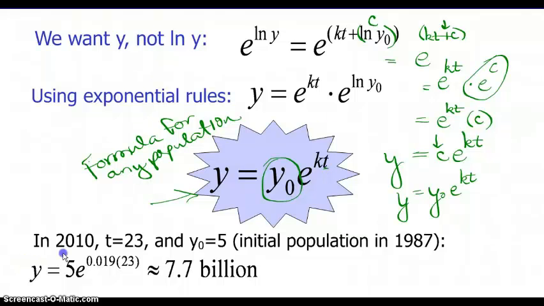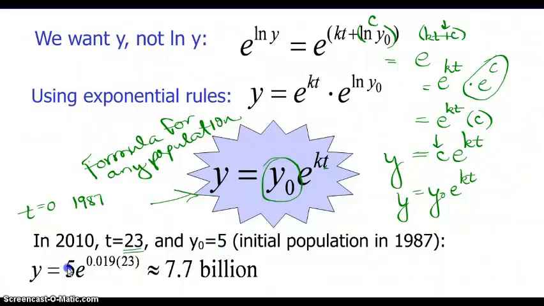All right, so let's go back to what they said. In 2010, remember at t equals 0, we're in 1987. So in 2010, we're at t equal 23. We said our initial population in 1987 was 5 billion.